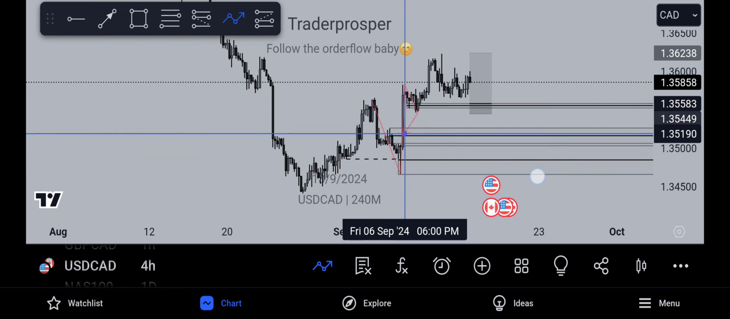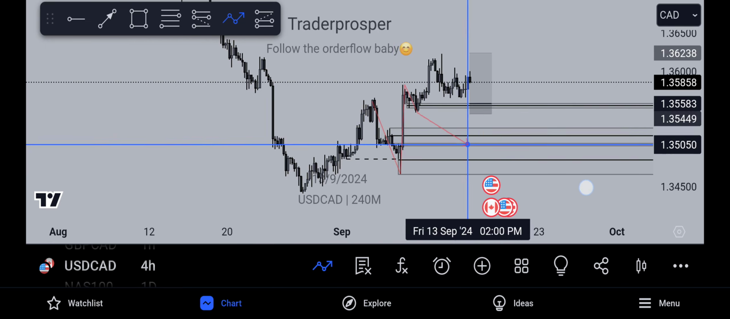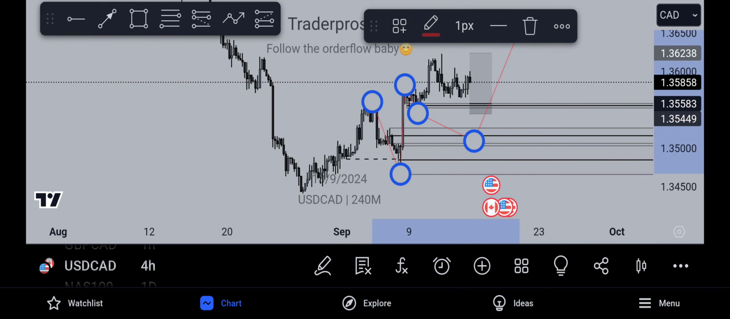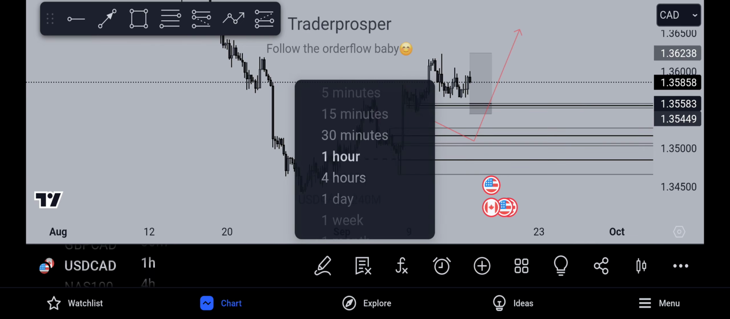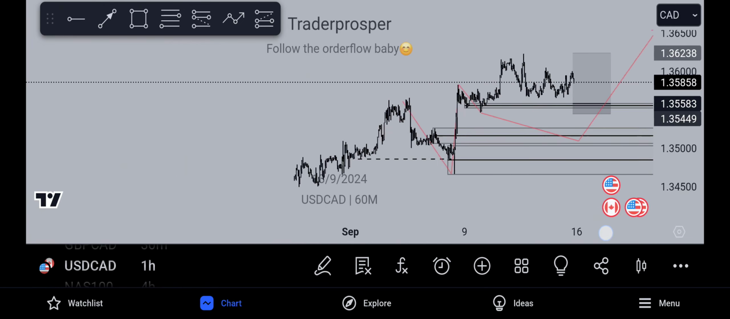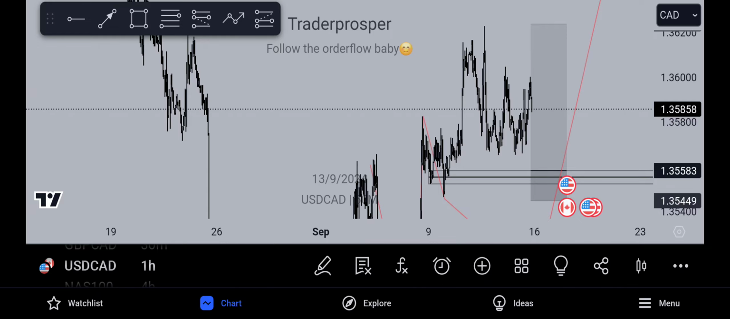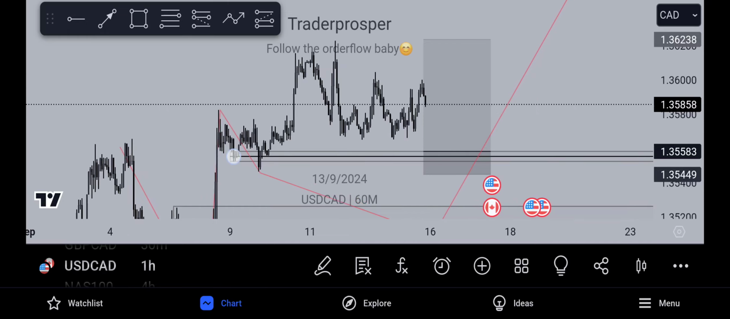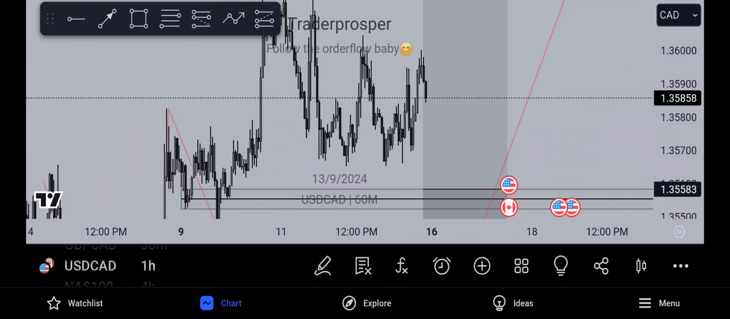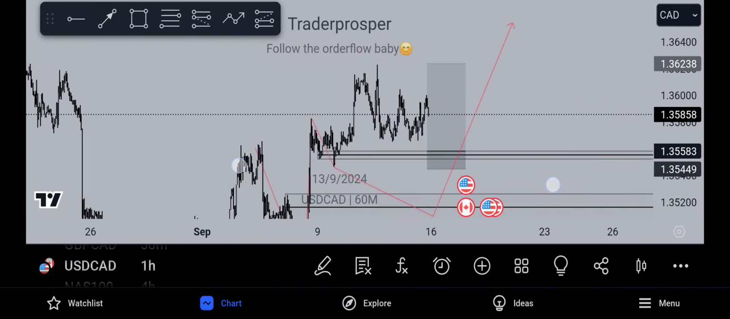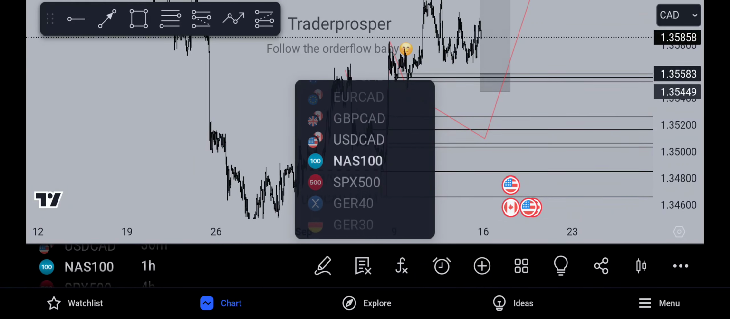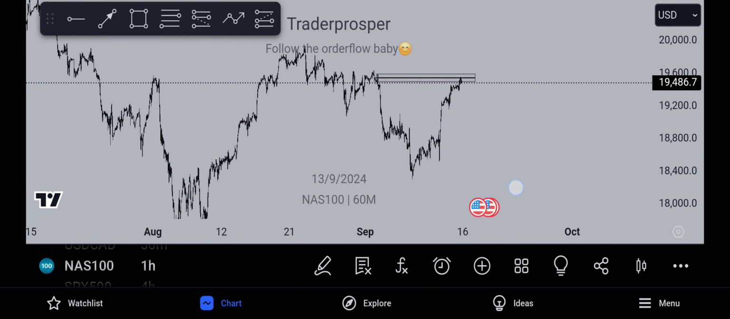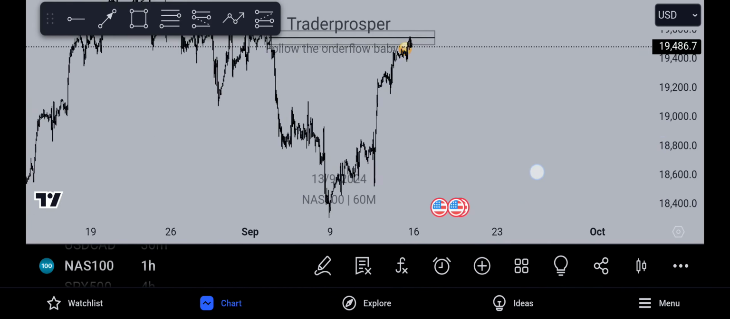So I have my breaker block. If this zone fails, we are buying from this breaker block to the upside. So that's what I'm expecting here, and this is likely going to sweep from what I'm seeing. So we are just waiting and expecting what the market is going to do, then we react. Okay, so that's USD card. Now 100, these are flying to the upside, like flying. We had a trade from this.